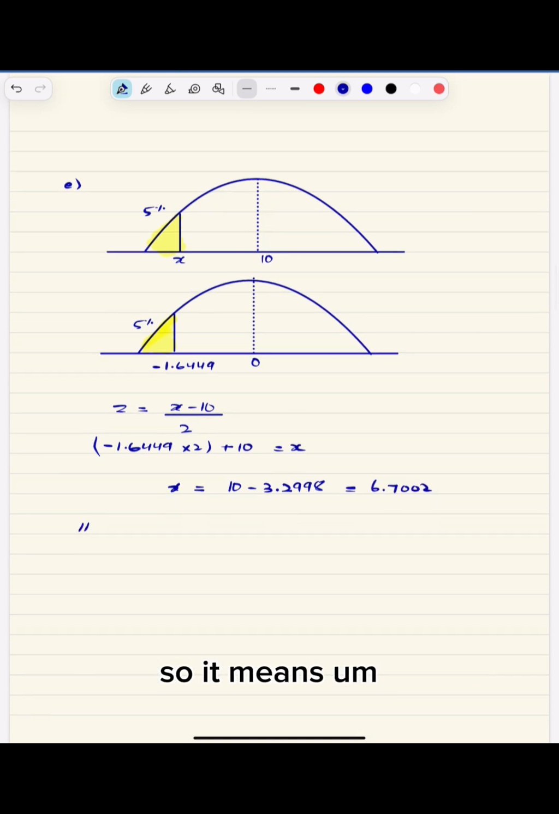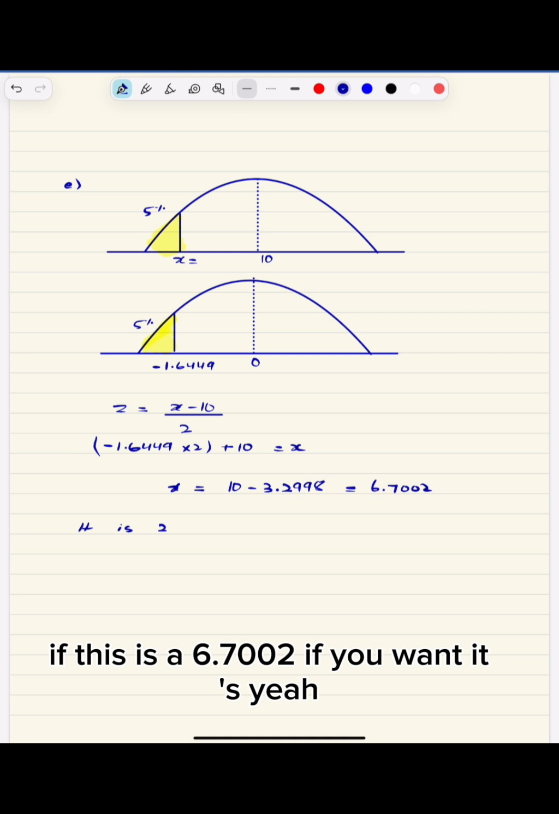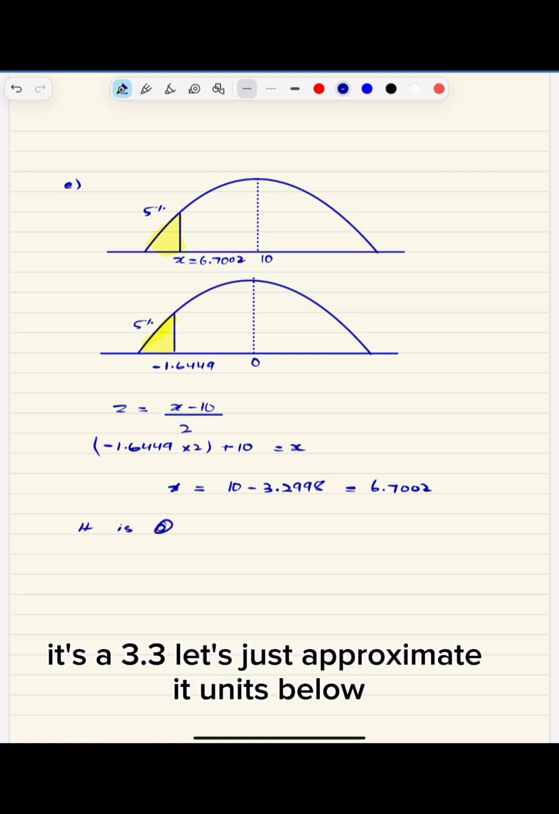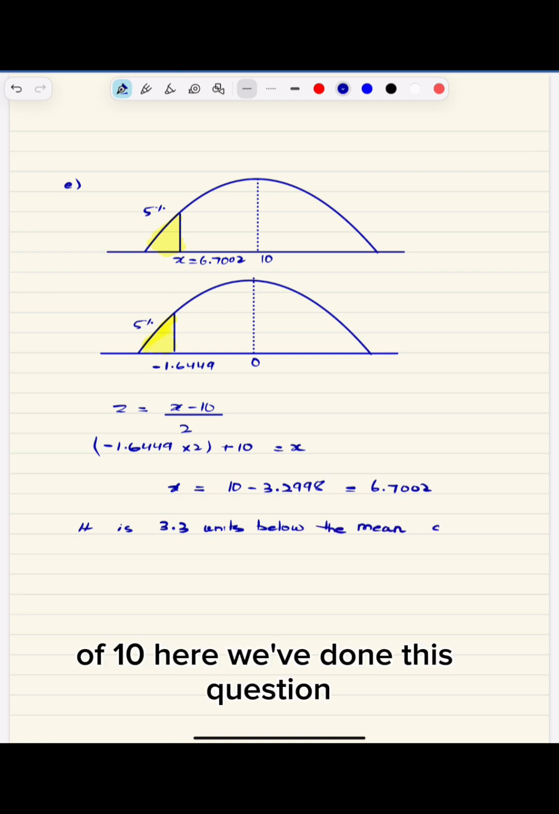So it means that we are almost, what's the gap then? If this is 6.7002, it's a 3.3, let's just approximate it, units below the mean of 10. Okay, we've done this question.